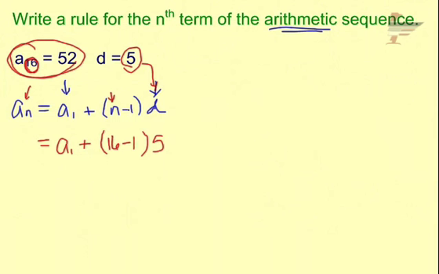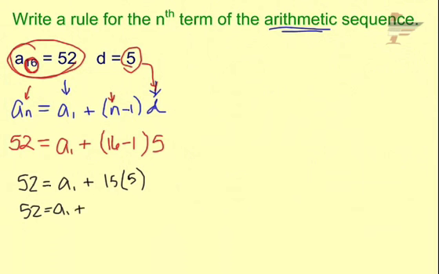Because remember, if you're trying to find the 16th term, you would plug in a 16 for n, and you would get back that 16th term, which is a 52. So that's why we're going to set this whole thing equal to 52. And now we just have one unknown, just that a sub 1. So if we do some simplifying, we can figure out what the first term is. So 52 equals a sub 1 plus 75. Subtract 75 from both sides. So we know our term is a negative 23.